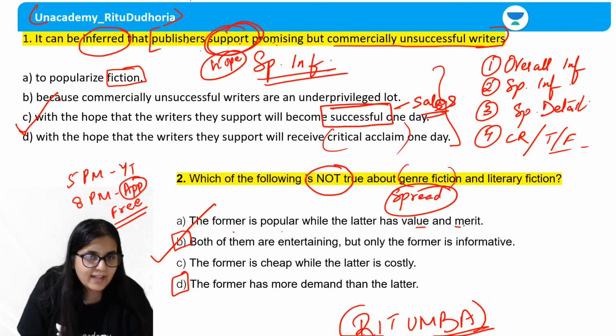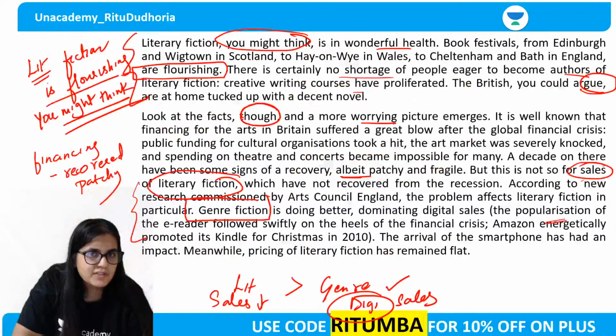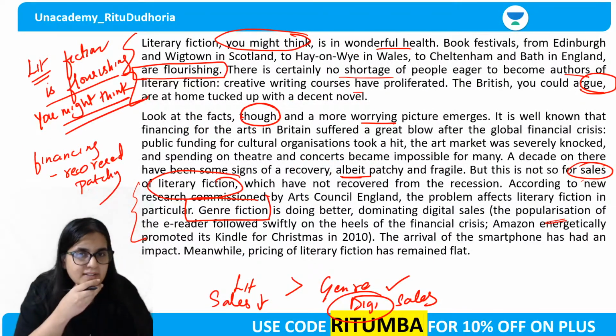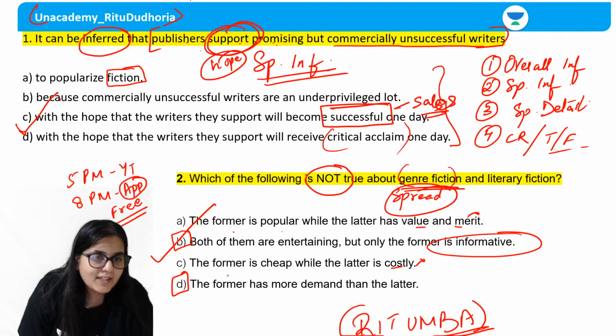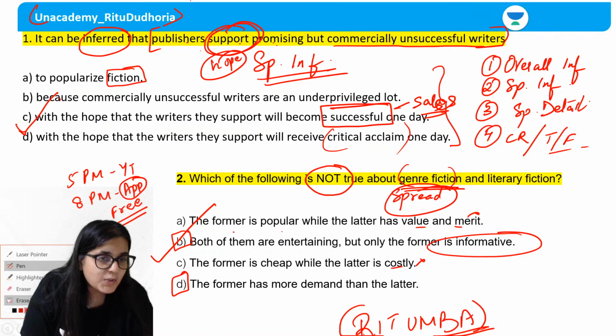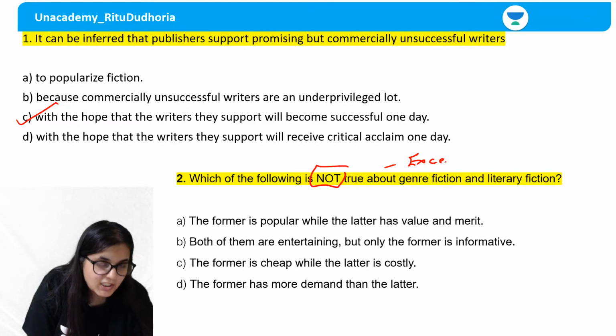Nothing about value and merit, nothing about costly. Guys, why do you go with the former is informative? Why do you go with genre fiction is informative? Which line of the passage have you looked into? Now, where have they given it? If you did it like this, then you have forgotten the word not true. You have to search for an exception.